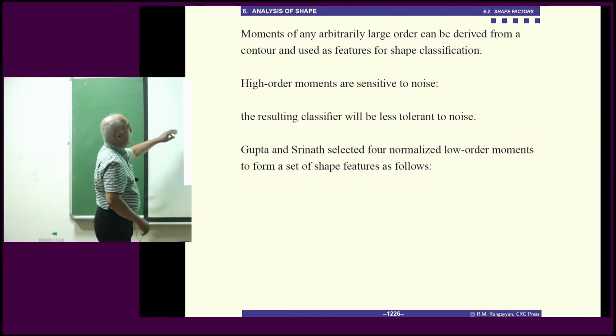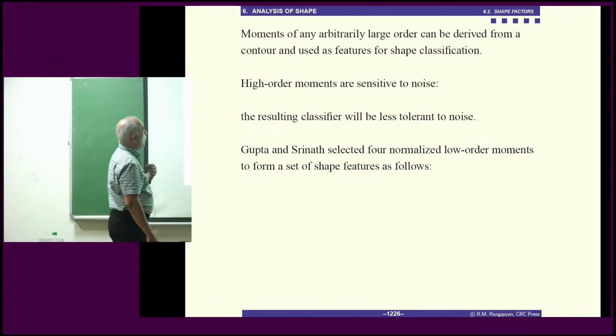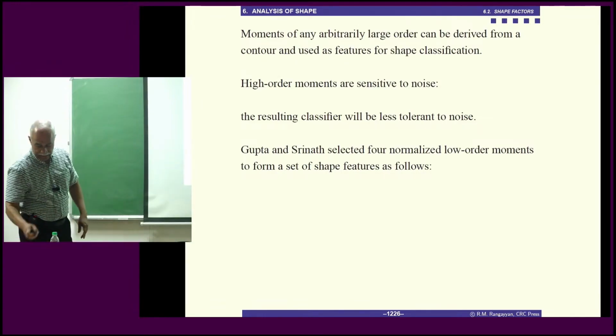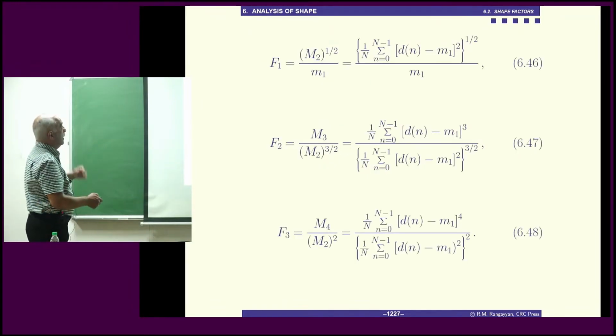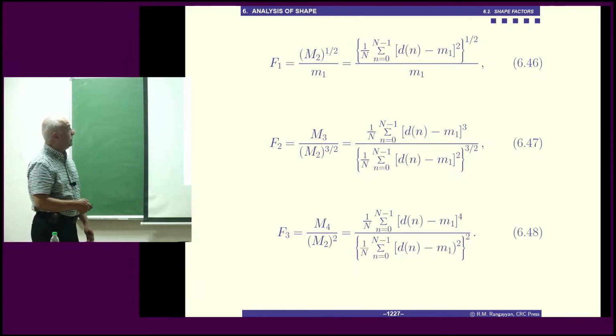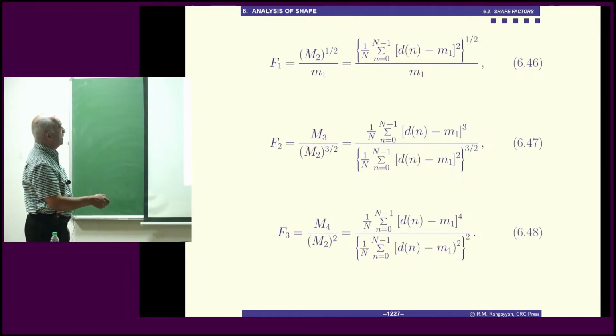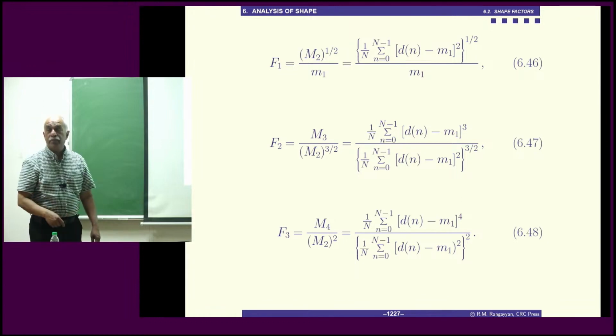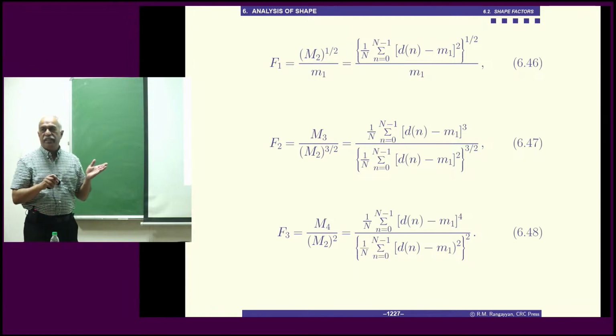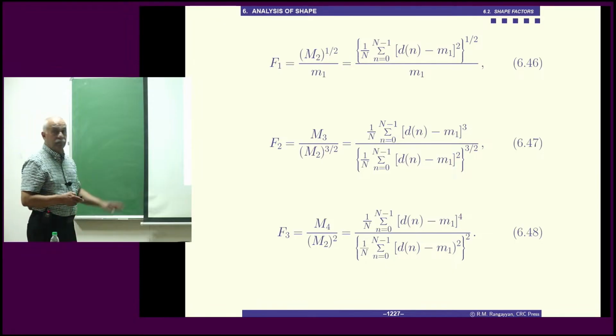So Gupta and Srinath used 4 normalized low order moments. They said F1 is the square root of the second moment, that's like the variance, divided by M1. That's like coefficient of variation. And F2 using M3 over this is like skewness, and F3 is like kurtosis. Standard statistics.